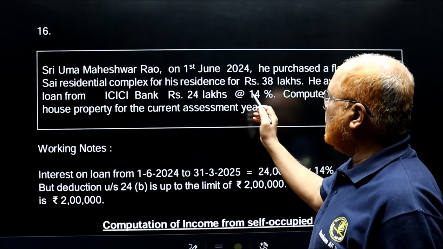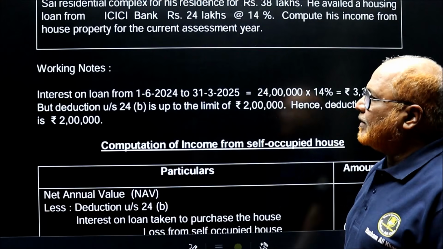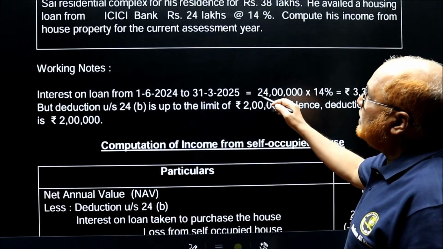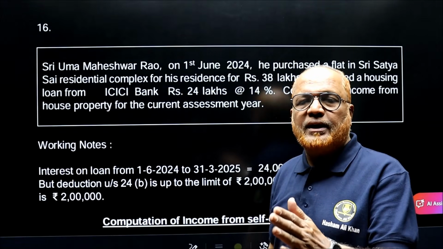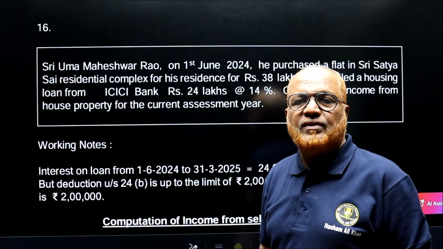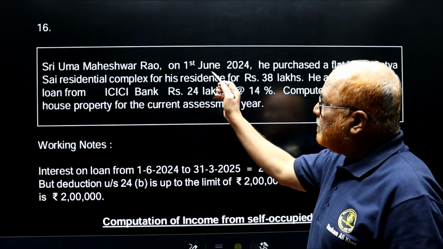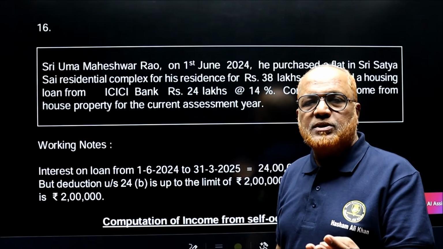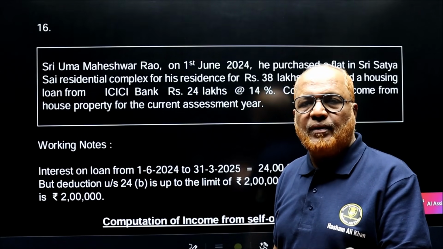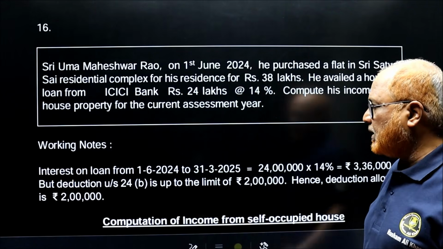Now we calculate 14% of 24 lakh. Interest on loan taken from 1st June. Actually, during the year it is taken. Our year begins from 1st April 24 and ends on 31st March 25. This is the previous year. So during the previous year, from 1st June, how many months? June, July, August, September, October, November, December, January, February, March. 9 months. So 9 months interest we have to calculate.